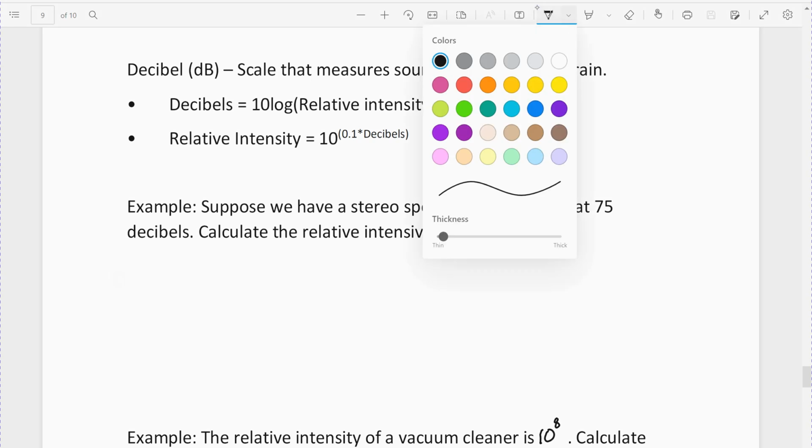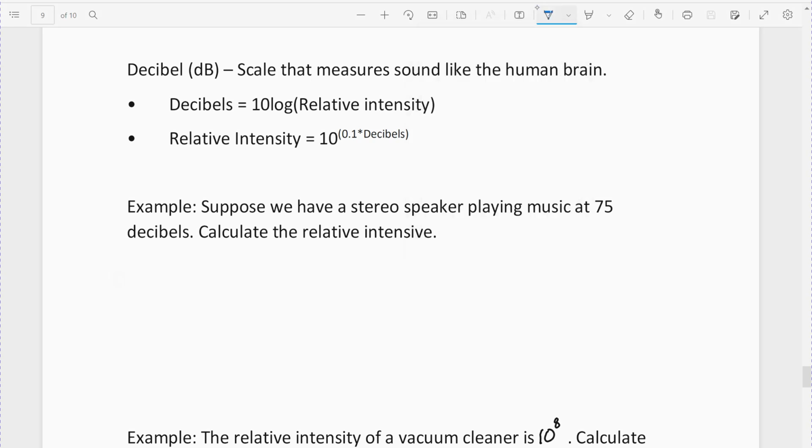Alright, the last thing we're going to look at in chapter 3, so 3.3, is a second type of scale that uses logarithm base 10 and exponential base 10. So similar in a way to how the earthquake scale is.